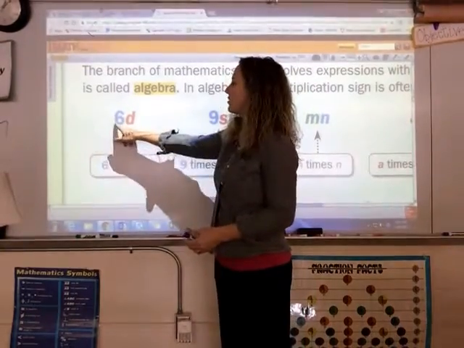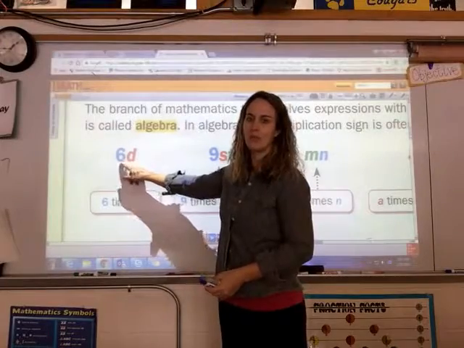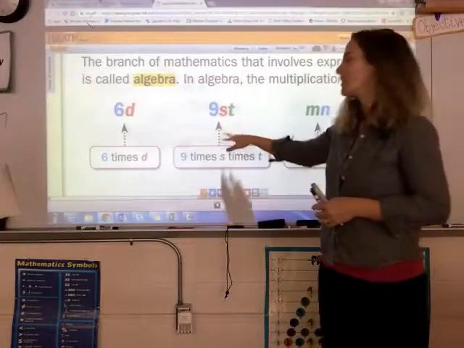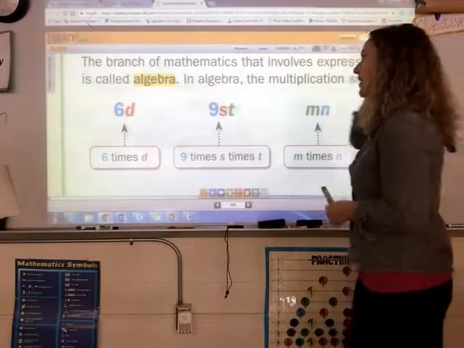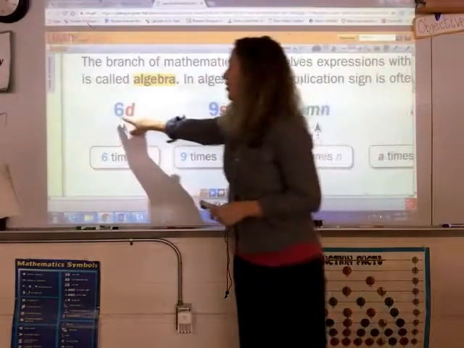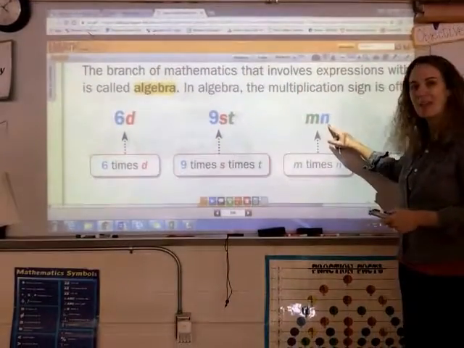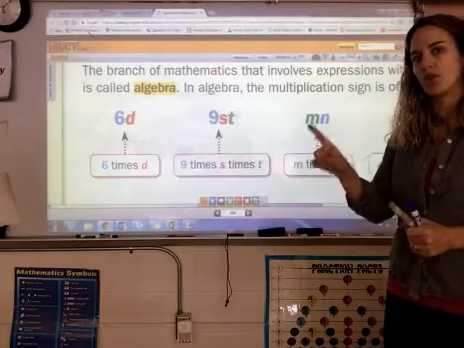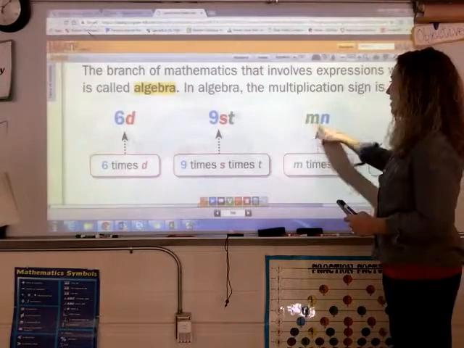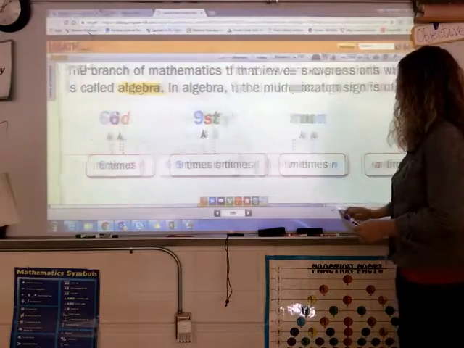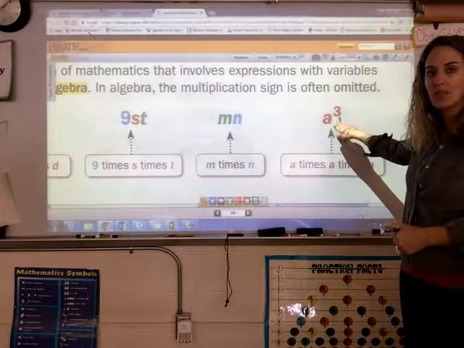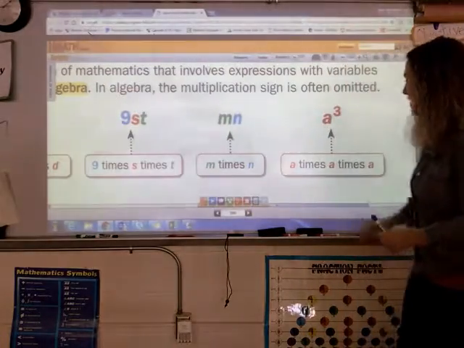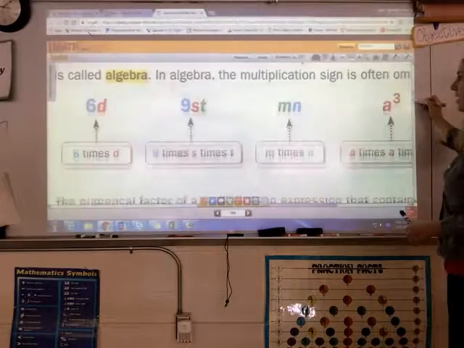When you're writing these, you want to make sure that the number comes ahead of the variable. The number should be written first. We don't want to write it as d6, we'd write it as 6d. 9st, same thing. It means I'm taking 9 times s times t. Again, number comes first. Coefficient would be 9. Coefficient here is going to be 6. mn is the same as taking m times n. You don't actually see a number on those, but your coefficient on each of those would be 1. You've got 1m and 1n. The other example they have here is a cubed, or a to the 3rd power. Same thing as a times a times a. So there are 4 examples up top of algebraic expressions and what they would look like.